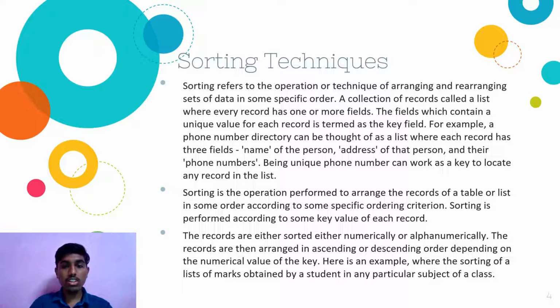Sorting is the operation performed to arrange the records of a table or list in some order according to some specific ordering criterion. Sorting is performed according to some key value of each record. The records are sorted either numerically or alphanumerically. The records are then arranged in ascending order or descending order depending on the numerical value of the key. Here is an example of sorting the list of marks obtained by students in a particular subject of a class.